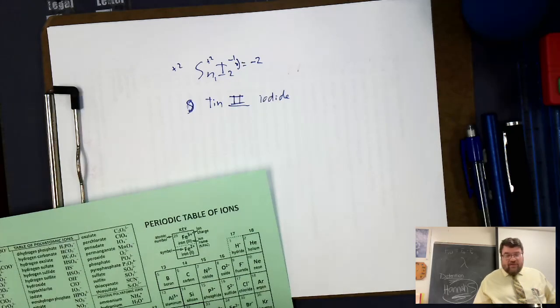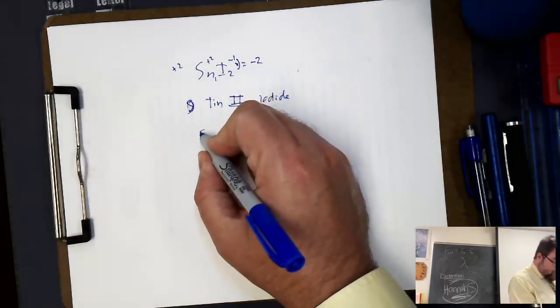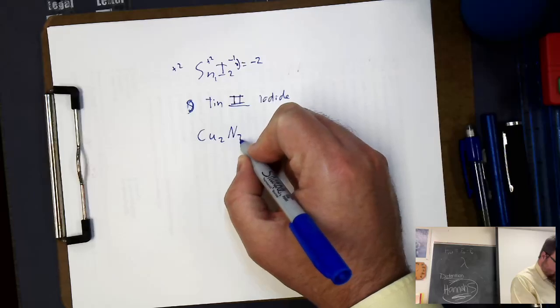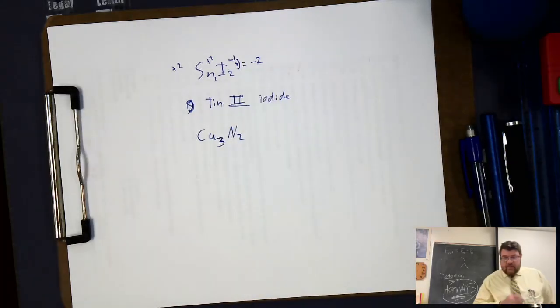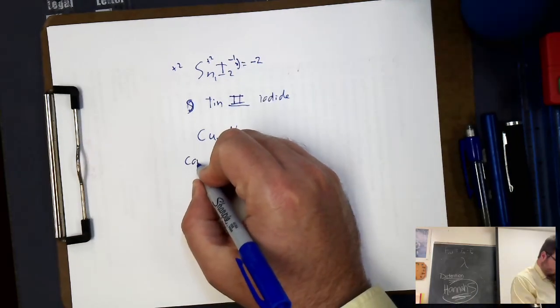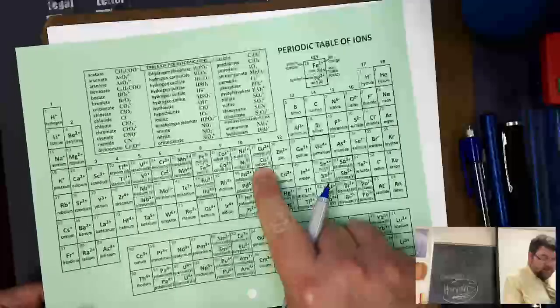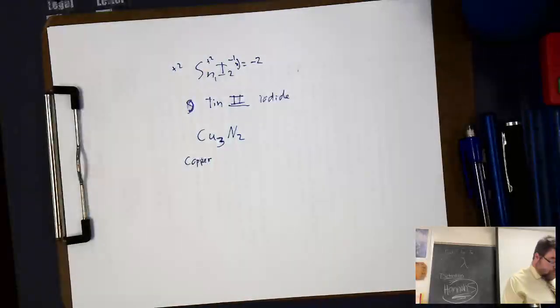Okay? I'm going to do another one, because I get that can be a little tricky. I know it involves math. Math is scary. Let's take a look, for example, copper, CuN2. Oh, I wrote that down wrong. Cu3N2. Okay. Cu is copper. And again, if I look at my chart, I see that copper is in fact multivalent. It can be a 2 or a 1.